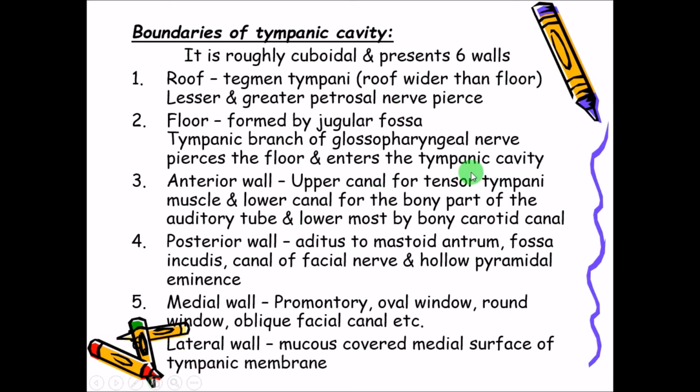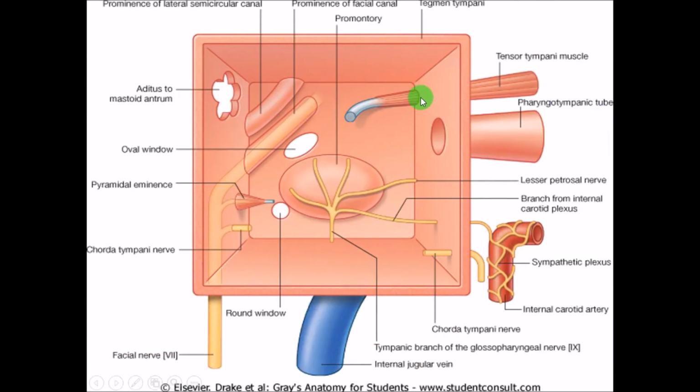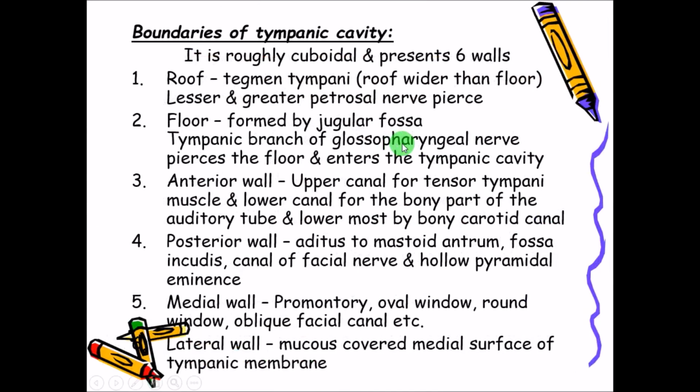So above we can trace the tensor tympani muscle. Okay, so the upper canal is for the tensor tympani. There is a canal here through which this muscle is passing. And the lower canal here, which is the larger one, is for the pharyngo-tympanic tube, or the auditory tube, which communicates with the nasopharynx. So this is the communication of the nasopharynx with the middle ear.